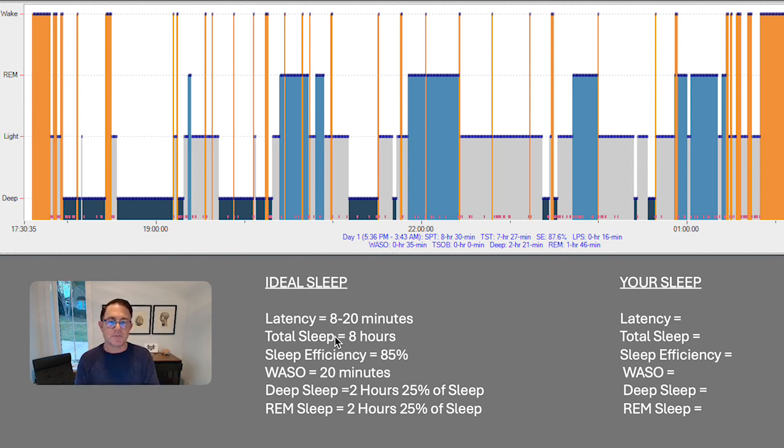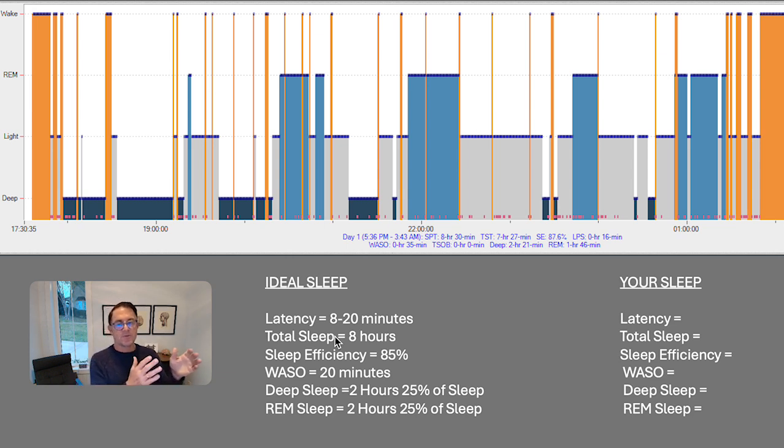And REM sleep is a big predictor of what's going to happen later in life in your cognitive functioning. That should be about 2 hours of the 8-hour cycle of sleep. About 4 hours of an 8-hour cycle will be light sleep. But in general, we want REM to be about 25% of sleep. So the combo of deep and REM should equal right around 50%.